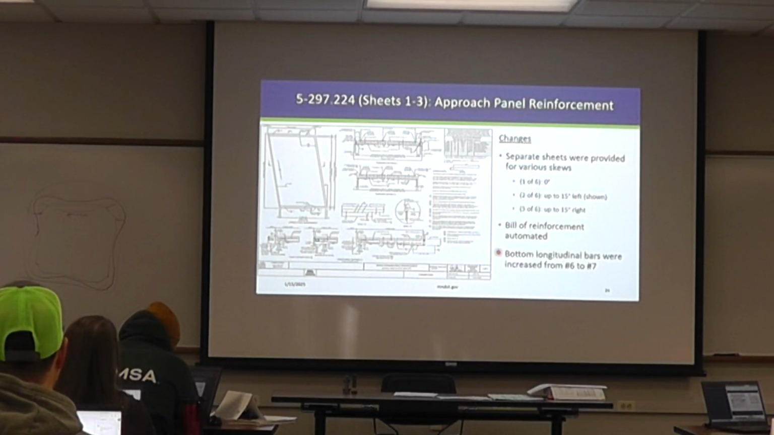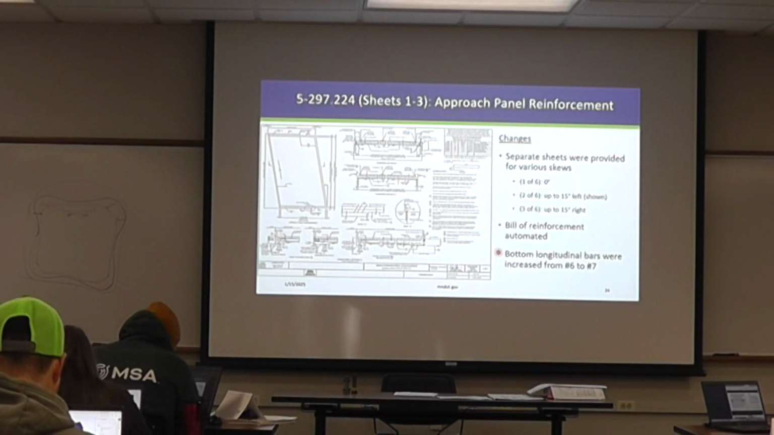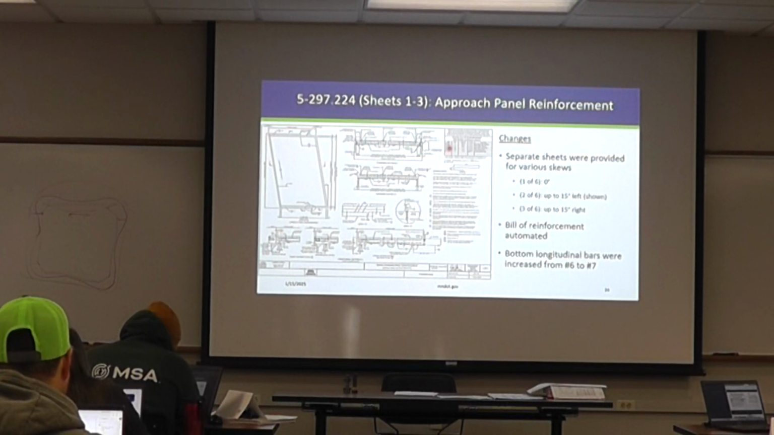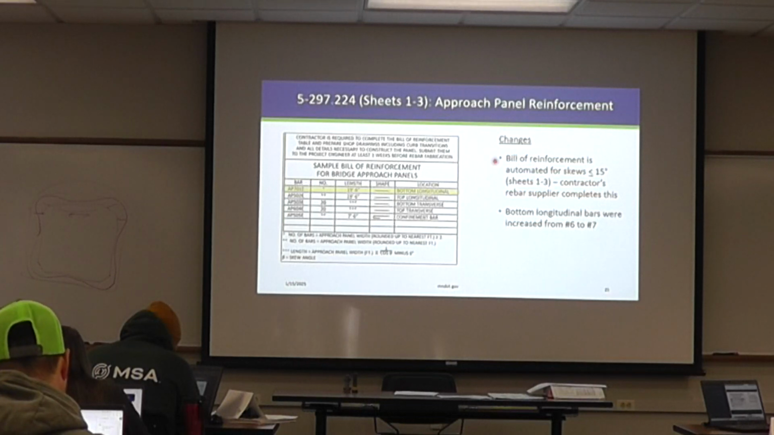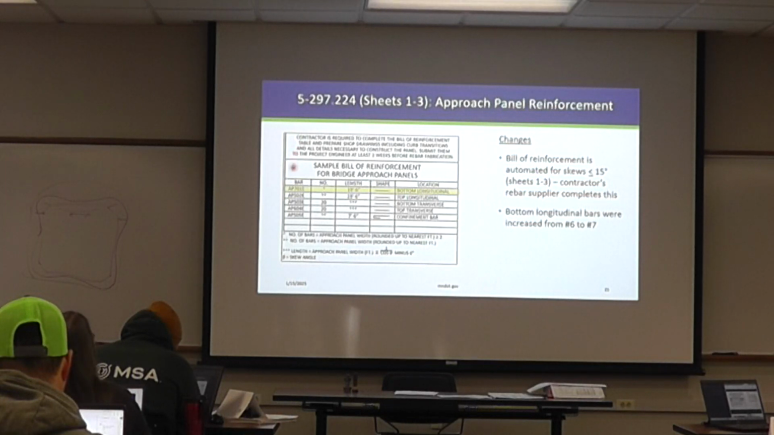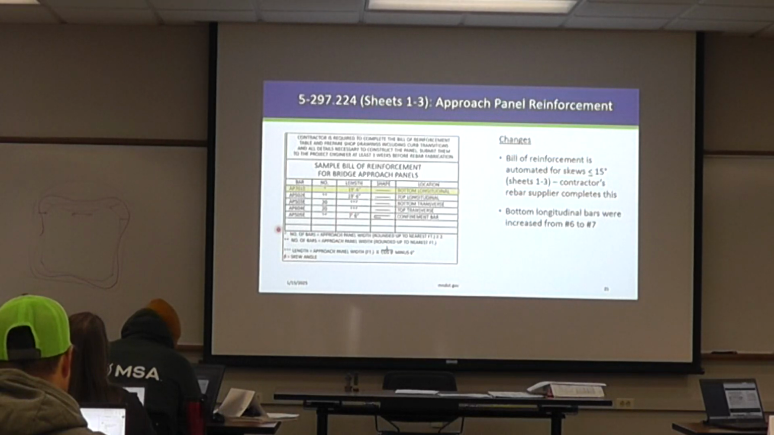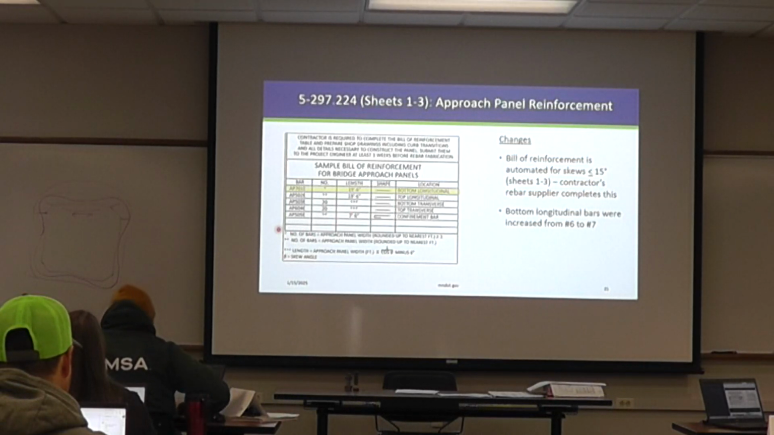And similarly, like I mentioned, the reinforcement was beefed up a little bit. So the bottom longitudinal bars were now increased in size from a number 6 bar to a number 7 bar. Again, I'm going to zoom in on this bill of reinforcement here. So for skews less than or equal to 15 degrees, it should be automated, and pretty much all the plans will show this, unless there's some unique geometry going on. We basically just provided equations for the rebar fabricator to come up with how many bars there are, what length they are, etc. It's on them to provide the appropriate reinforcement on the project.